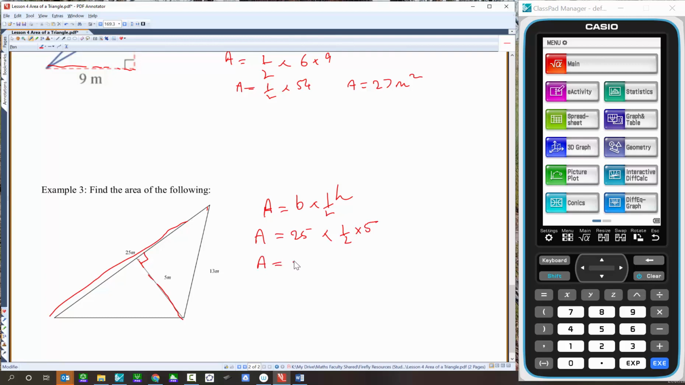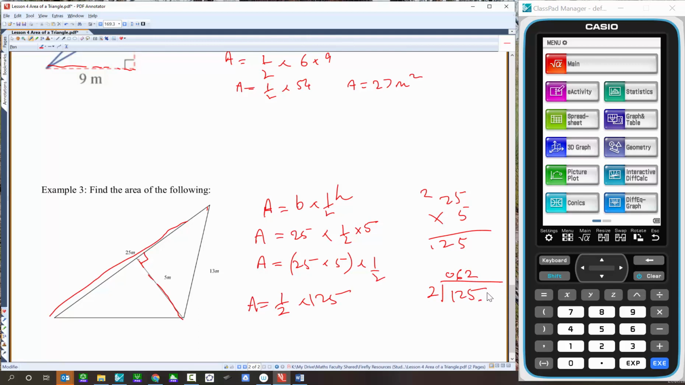Okay, area equals 25 times 5 times a half. I'm just going to reorder the multiplication. Okay, now 5 times 25 is 125. Area equals half times 125. So what is a half of 125? Let's put 2 into 125. 0, 6, 2.0 carry 1, 62.5. Area equals 62.5 meters squared.